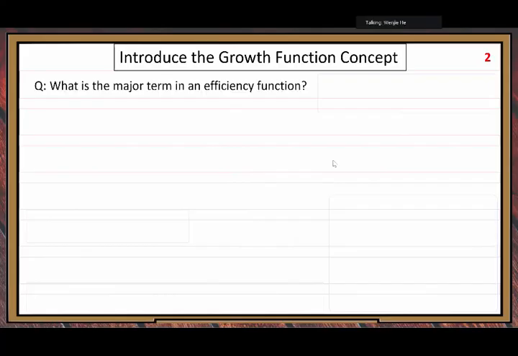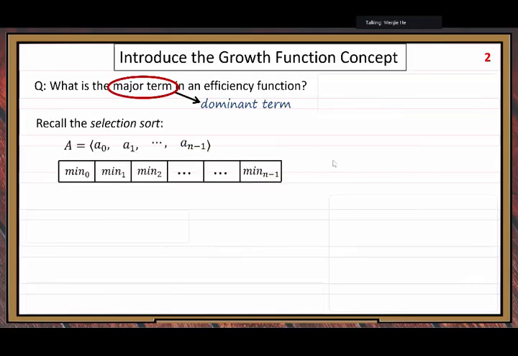How do we remove the less important details? What is the major term in the efficiency function? We only want to keep the major term and ignore the minor terms. We saw a concept called a dominant term before, when we learned the linear search topic. Let me use a simple example to explain this dominant term.